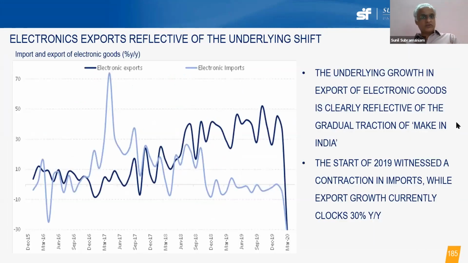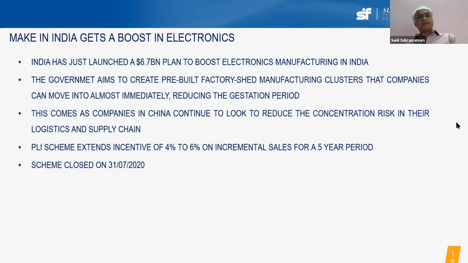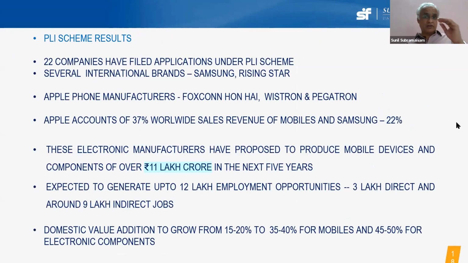Specific action on electronics shows the government's sensitivity. Because of the drop in electronic exports due to the corona crisis, the government immediately launched a $7 billion plan, whereby they offered 4 to 6% in sales production linked incentive to companies who come to manufacture in India, and they had a window till 31st July for people to apply. 22 foreign companies, suppliers of Samsung and Apple, which account for 60% of the world mobile phone market, have made that decision to relocate to India. This is likely to lead to an 11 lakh crore increase in mobile device and component production and about 12 lakh jobs being created, right?